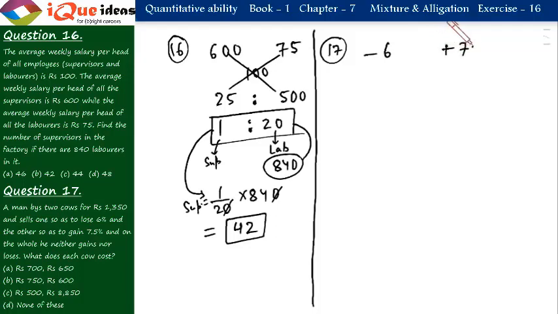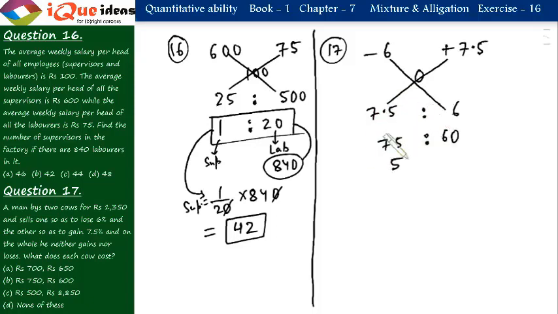And overall combined, there is no profit, no loss. So the overall average is 0. So we apply the alligation method. The only thing we have to be careful about is the difference between -6 and 0, that is 6, and the difference between 7.5 and 0 is 7.5. Right? So be careful about this. So the required ratio is 7.5 is to 6, which is 5 is to 4.